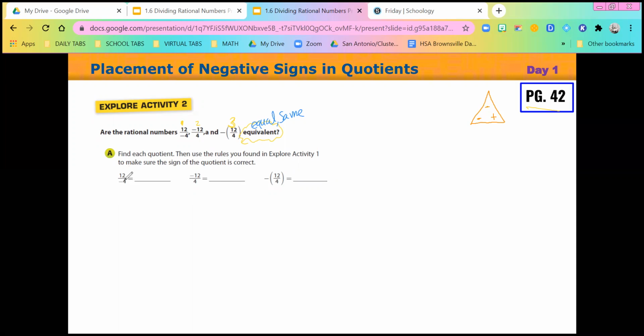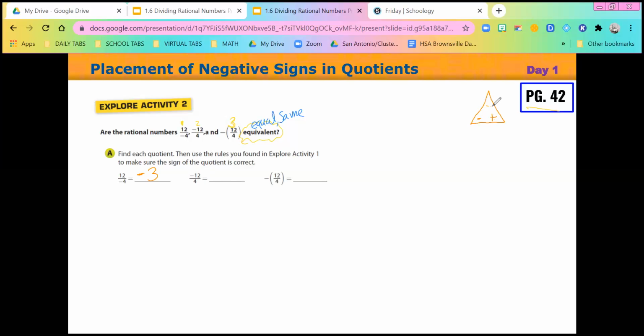Now let's figure them out. 12 divided by -4. First let's look at our signs. Positive divided by negative. What's left on the Dorito chip? Negative. So that means I know I'm going to have a negative quotient. And now I have to worry about the numbers. What is 12 divided by 4? That's 3. So I'm going to go back into my Dorito chip and rewrite it for my next problem. I have -12 divided by 4.